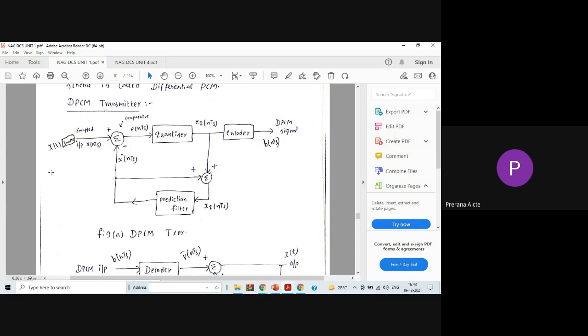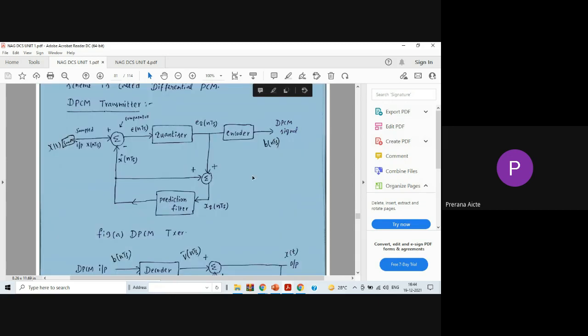See, first understand the operation. First we are giving x(t), the sampled signal. Let's say the sample value is 2.2. Then the prediction filter predicts another sample, that is 2. It will compare these two values and we produce the error. If the error signal is positive, it should be increased by plus delta. If it is negative, it should be decreased by minus delta. Okay. In this way, we can get the differential pulse code modulation.